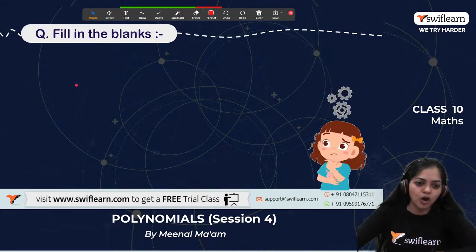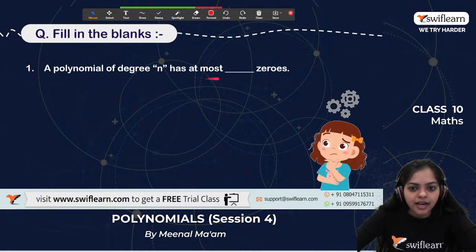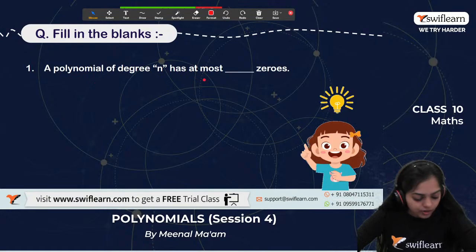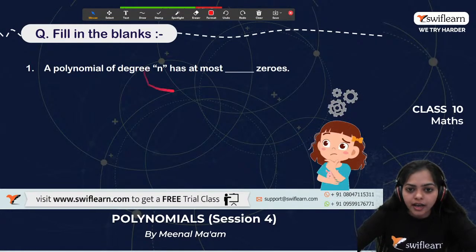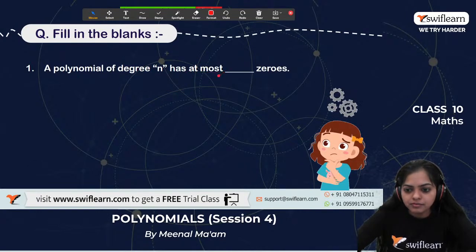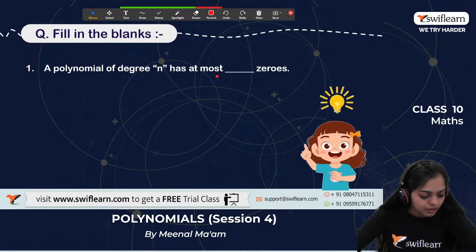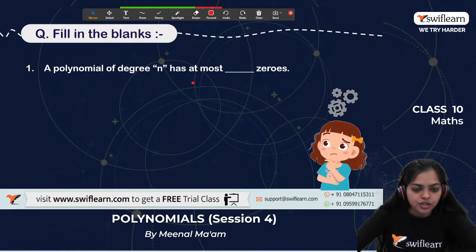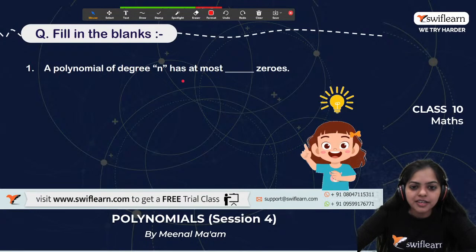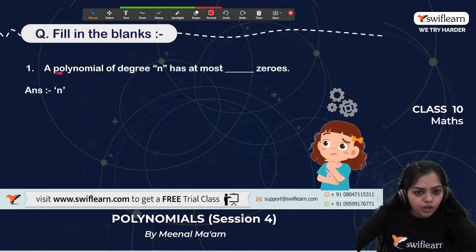Ready? Okay. Alright, so the first question is, a polynomial of degree n has at most dash zeros. If the degree of the polynomial is n, then at most how many zeros does it have? Yes, we have discussed this in the first session, second session as well as third session. So what will be the answer? Answer is n zeros. Alright. So a polynomial of degree n has at most n zeros.